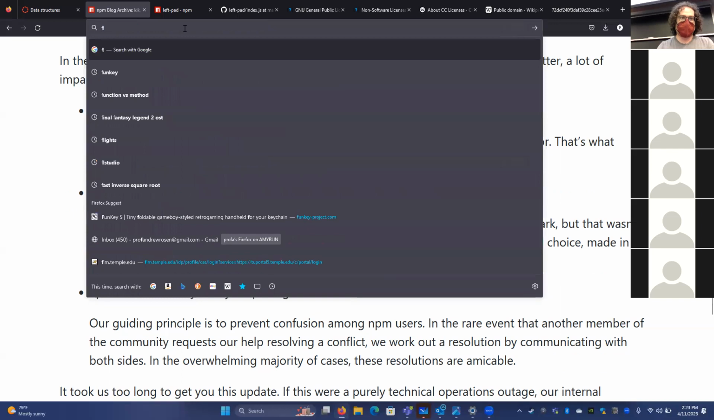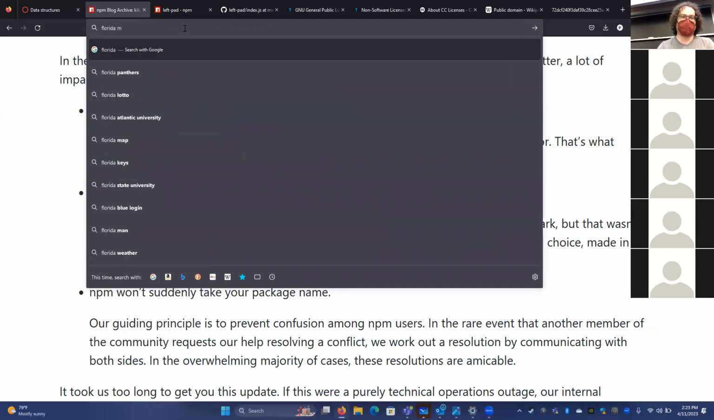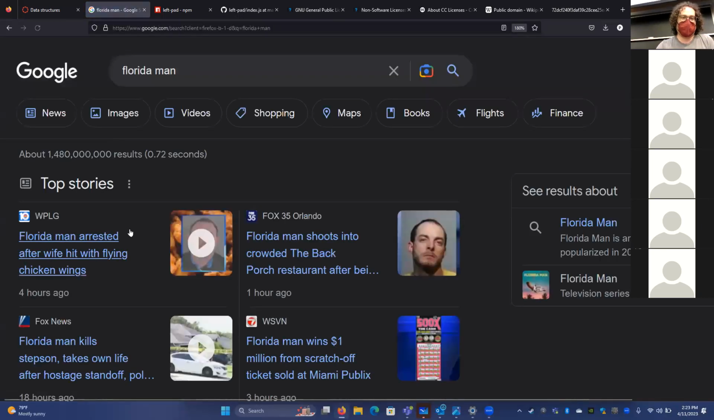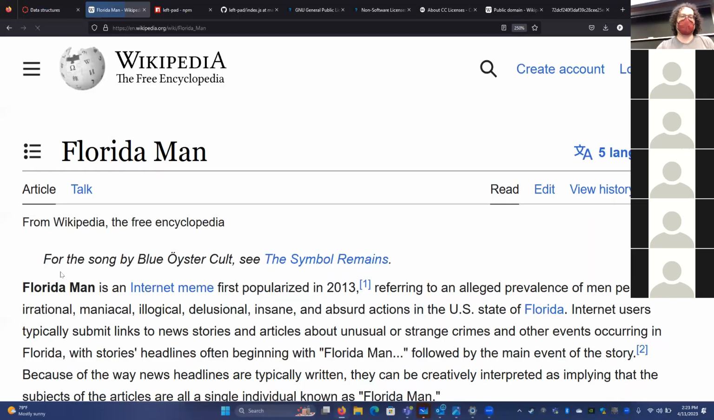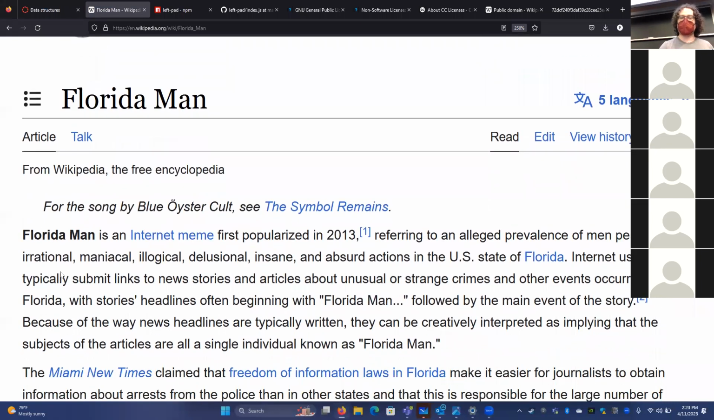And I'm not making this up. This is actually a phenomenon that happens. You can check, I mean, here you go. Florida Man, Florida Man, Florida Man. Internet meme first popularized in 2013. So why does it happen? So why is this a thing?